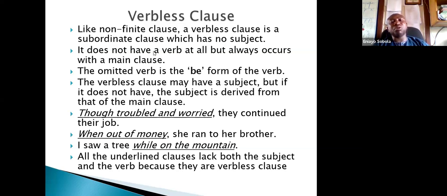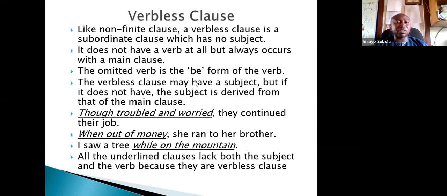And if you are trying to recover the verb that should be there, the verb must be a form of be verb. If you remember the be verb, there are 8 variants of be verb. We have is, was, are, were, be, been, and the rest. So any verb that will occupy the verb position in a verbless clause must be a form of be verb.